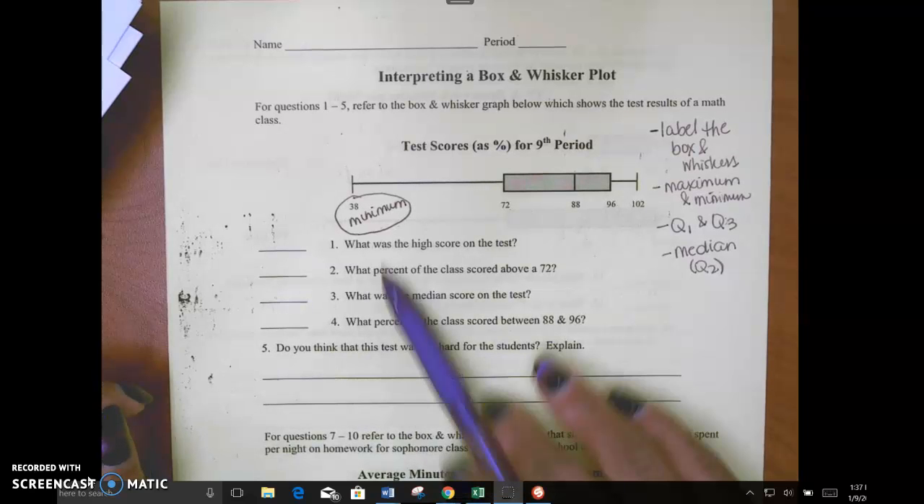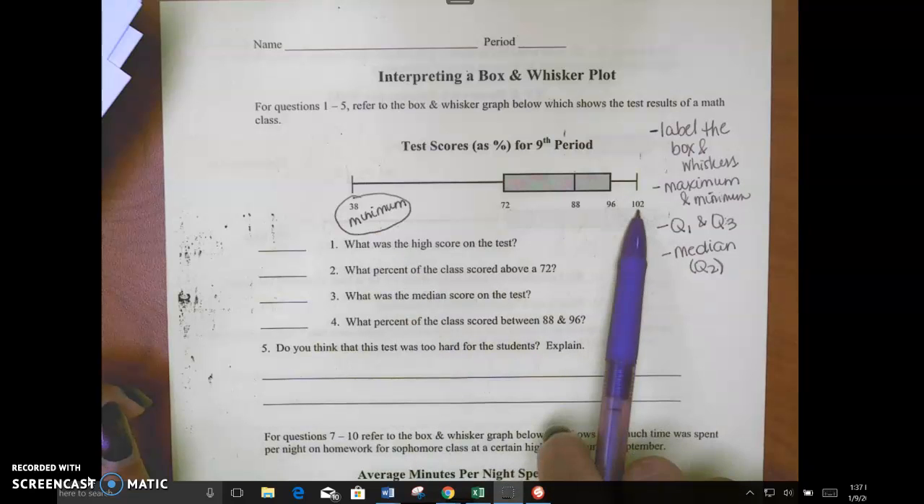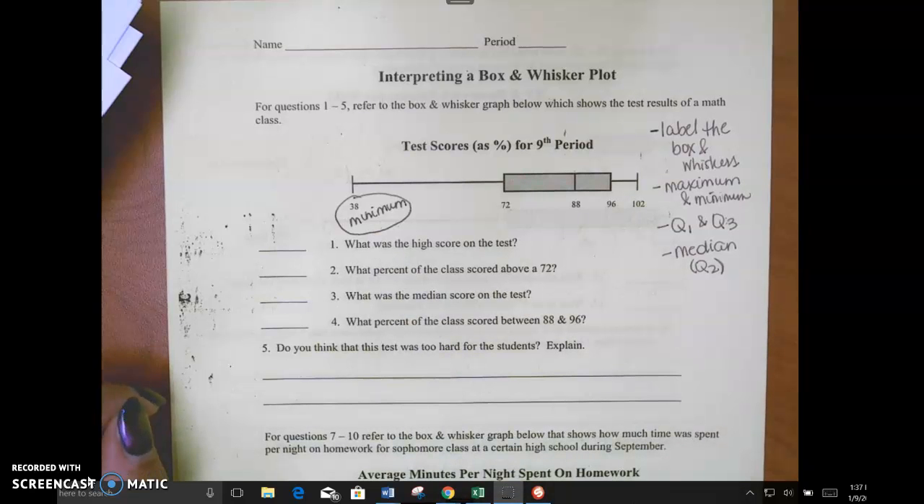Okay, if 38 is the minimum, then what is 102? What's the opposite of a minimum? A maximum.